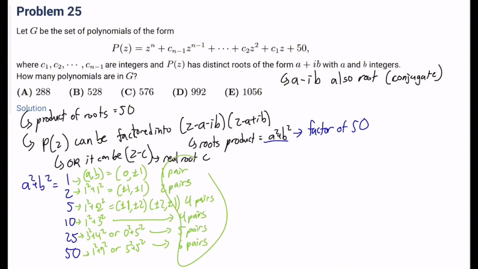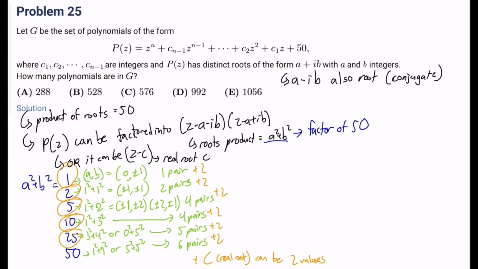Now, this is not all, right? We have to consider the parts where C is a real root, and this can take 2 values each, right? Two values for 1, 2, 5, 10, 25, and 50. So we're just going to add 2 to everything. Plus 2, plus 2, plus 2, plus 2, plus 2, plus 2. And these 2 values are actually just plus or minus this. So plus minus 1, plus minus 2, plus minus 5, plus minus 10, plus minus 25, and plus minus 50. Just plus minus of those.